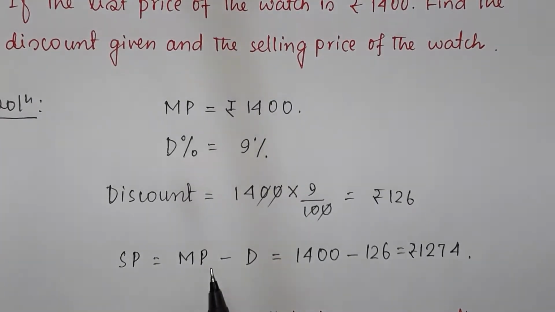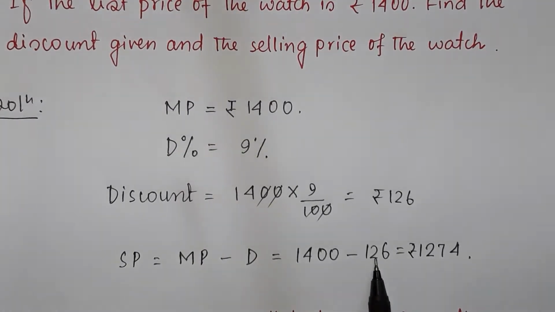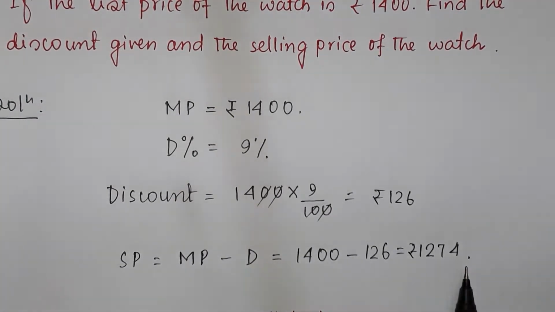Therefore selling price equals mark price minus discount. 1400 is the mark price, 126 is the discount offered, so the selling price is rupees 1274.